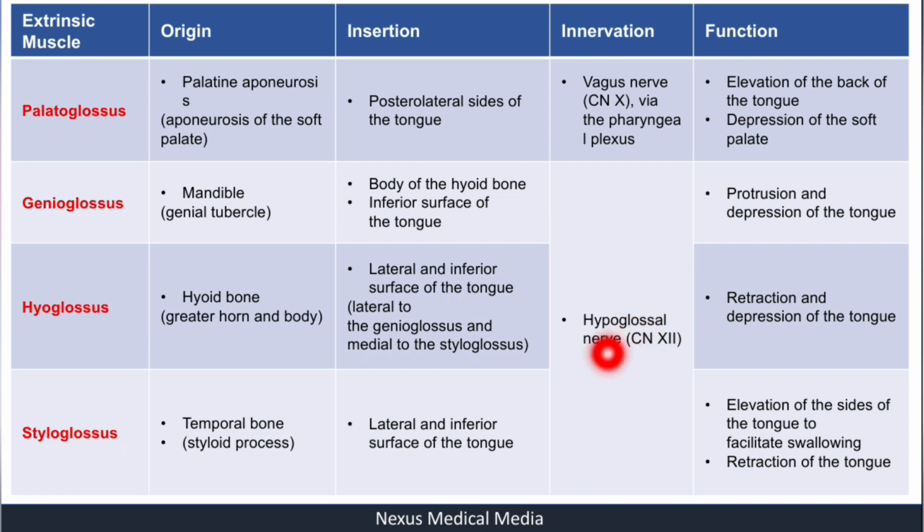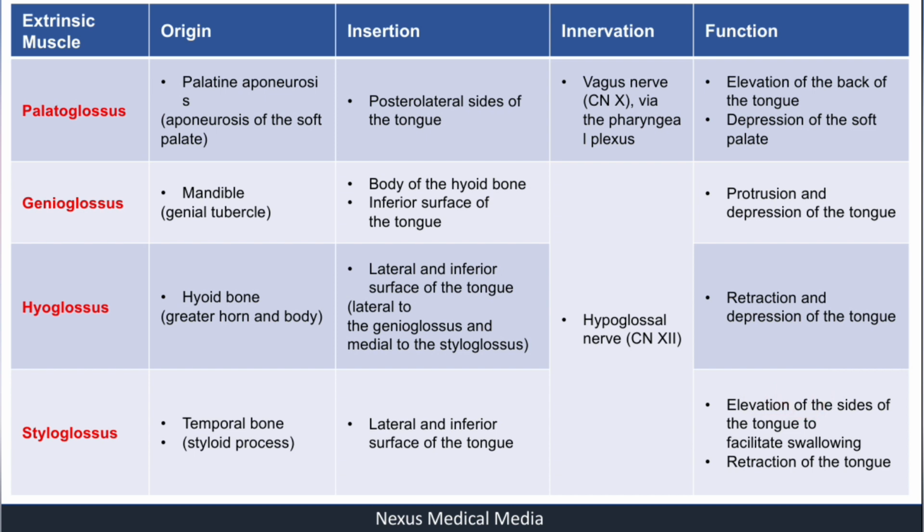And last but not least, we have the styloglossus. Styloglossus origin is the temporal bone, particularly the styloid process. Insertion is the lateral and inferior surface of the tongue. Innervation, again, is the 12th cranial nerve. And the function is elevation of the sides of the tongue to facilitate swallowing. Another function is retraction of the tongue.